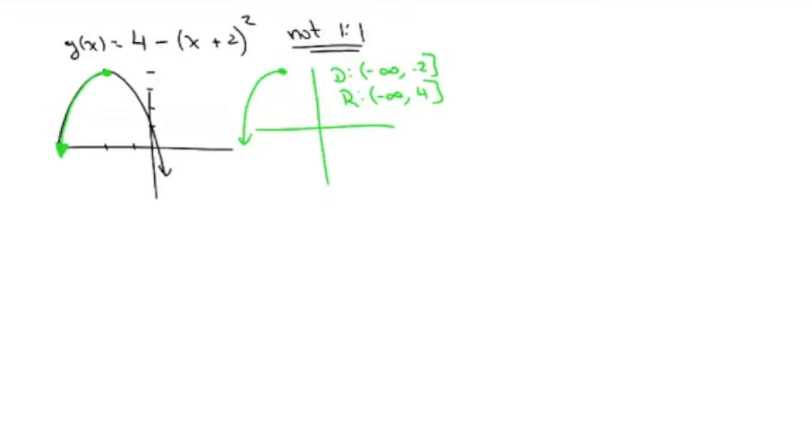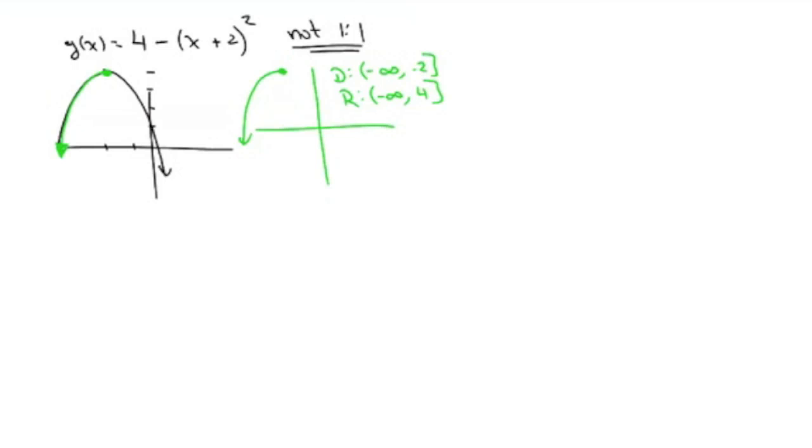Negative infinity to negative 2. Negative infinity to positive 4. Which one is going to be your new domain, your range? This is my new domain, this is my range. The green one is what I'm going to do the inverse of.